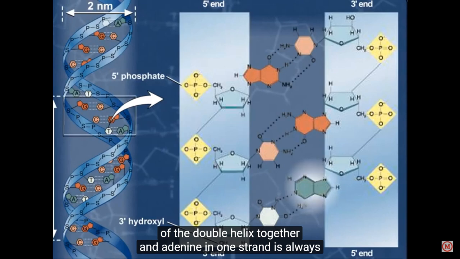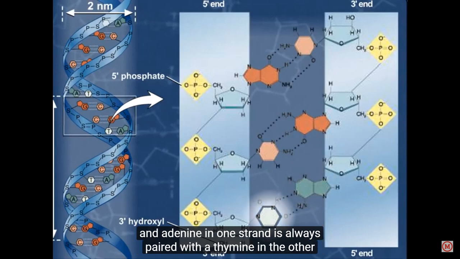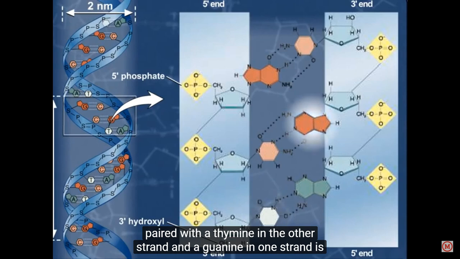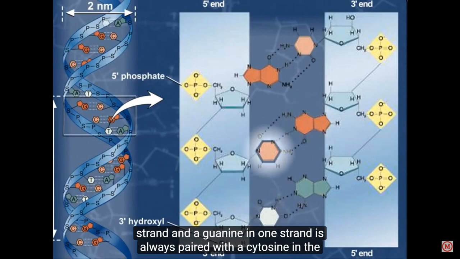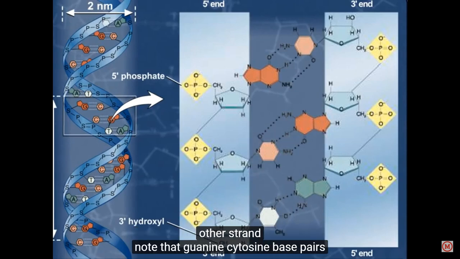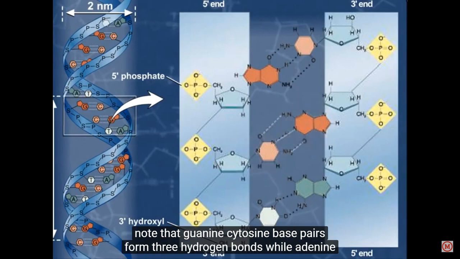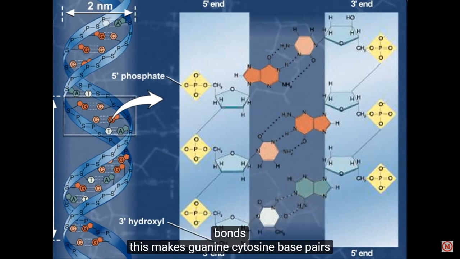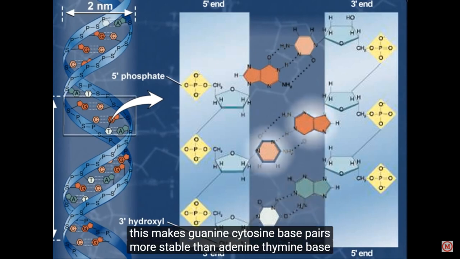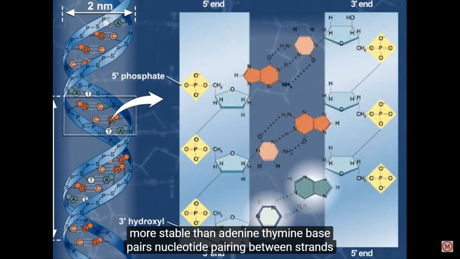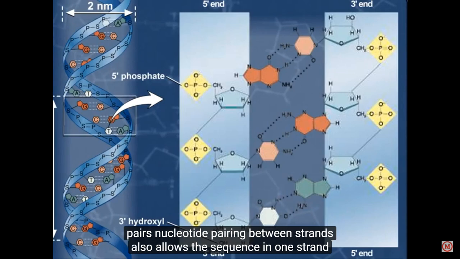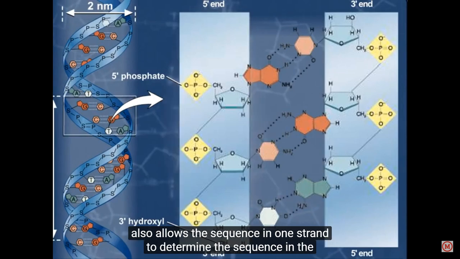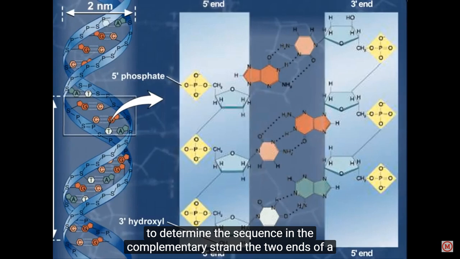An adenine in one strand is always paired with a thymine in the other strand, and a guanine in one strand with a cytosine in the other. Guanine-cytosine base pairs form 3 hydrogen bonds, while adenine-thymine base pairs form 2 hydrogen bonds. This makes guanine-cytosine base pairs more stable than adenine-thymine base pairs. Nucleotide pairing between strands also allows the sequence in one strand to determine the sequence in the complementary strand.